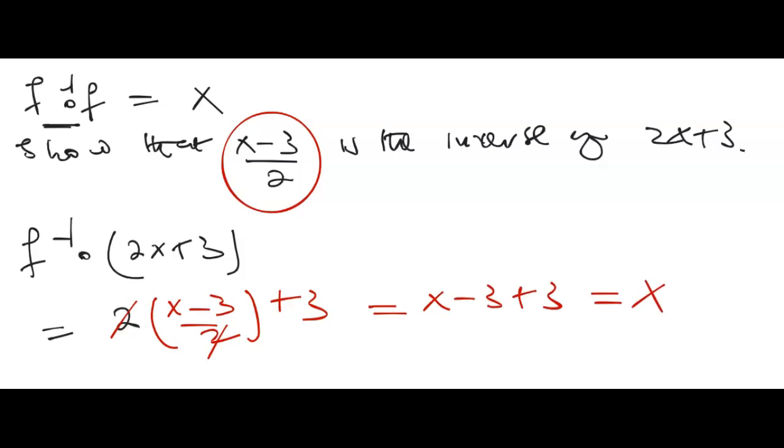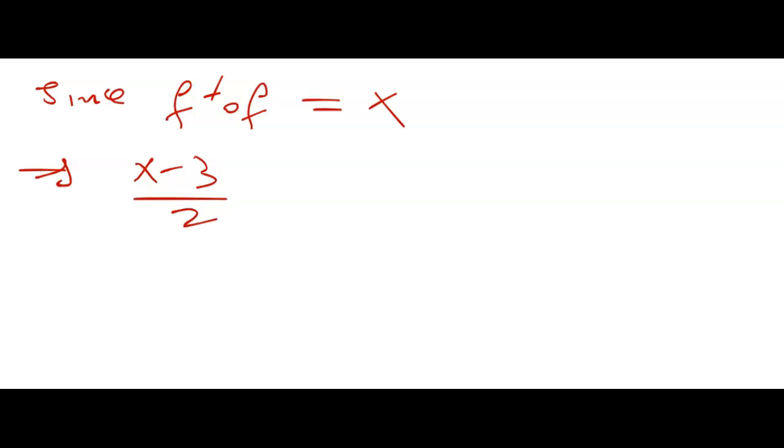And so we conclude that since f inverse of f is equal to x, it implies that (x minus 3) over 2 is the inverse for 2x plus 3.